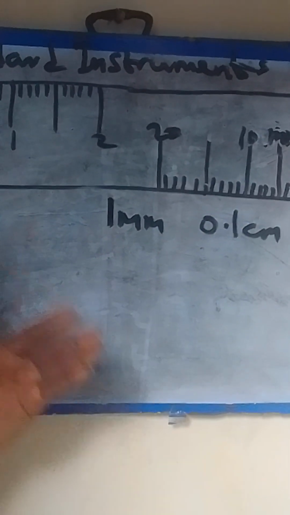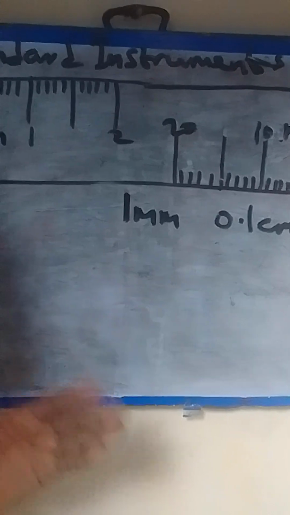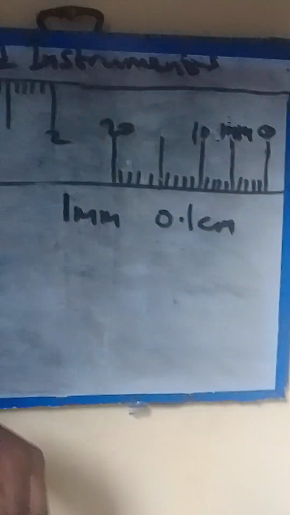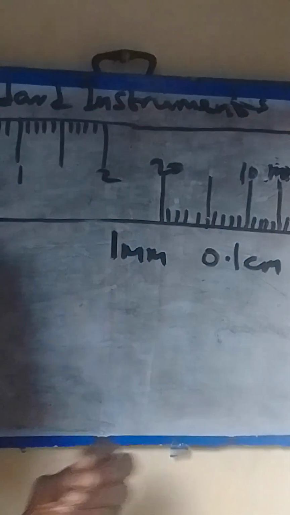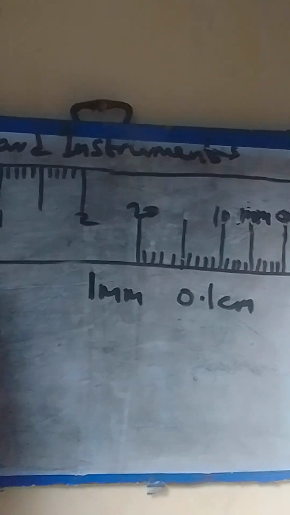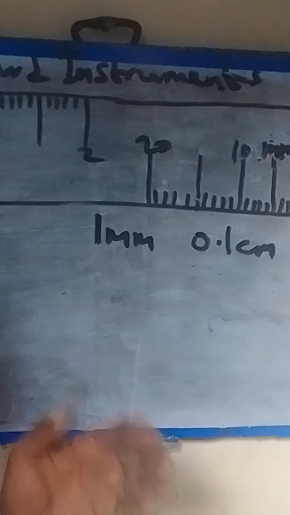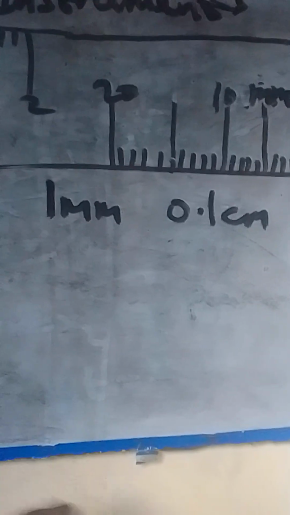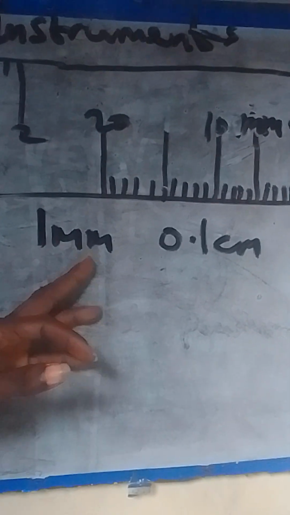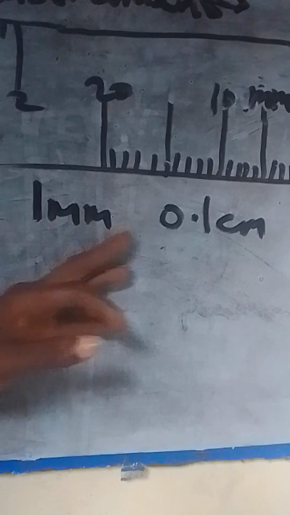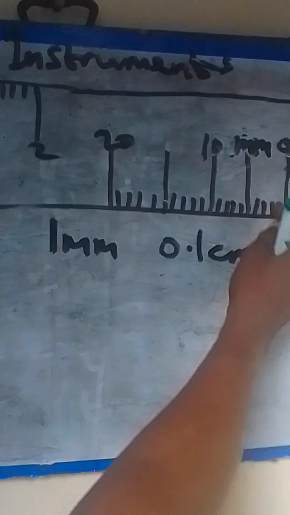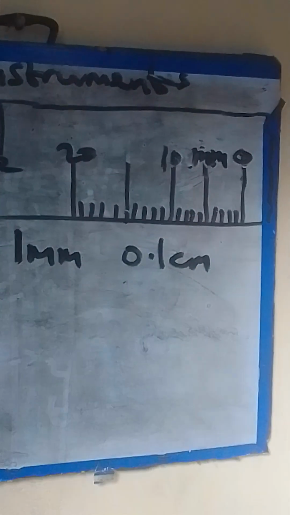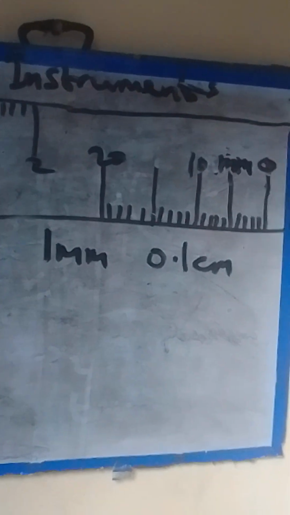So take note, a question might come up asking what is the smallest division of a meter rule? Or they might ask you the least count of a meter rule in millimeters or in centimeters, or the accuracy of a meter rule or measuring tape in millimeters or in centimeters. You should know that it is 1 millimeter, and in centimeters it is 0.1 centimeters. The least count here is these smaller divisions you are seeing, as I have explained here on the board.